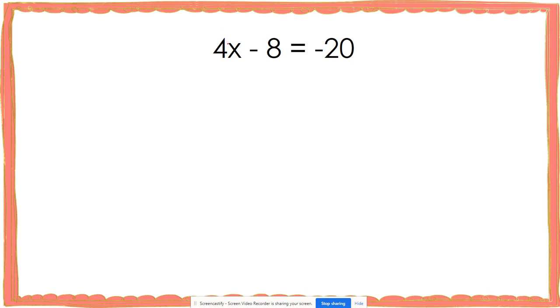I notice that x has both a 4 and 8 with it on the left side of the equation. Well, how do I know which one to get rid of first? 4 is being multiplied by x, and 8 is being subtracted. Normally, the order of operations tells us that multiplying comes before subtracting. But since I'm undoing my equation, I'm working backwards, which means I'm using the order of operations in reverse. So that means I need to address this minus 8 first.